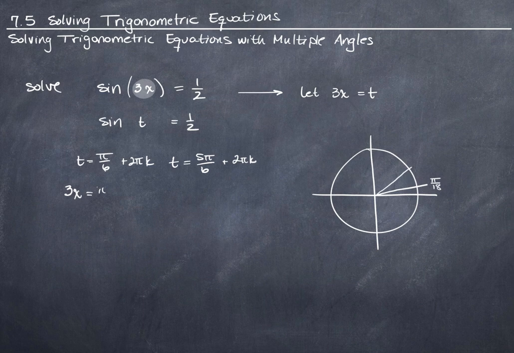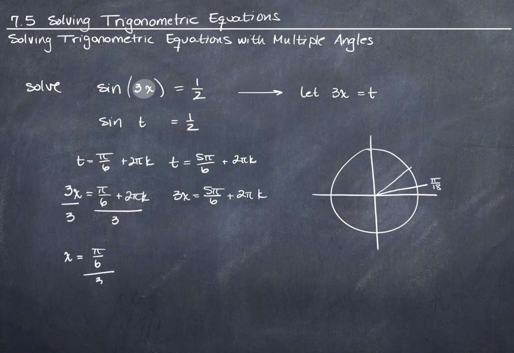3x equals pi over 6 plus 2 pi k. 3x equals 5 pi over 6 plus 2 pi k. When you solve an equation, or when you isolate the variable, you need to divide both sides by 3. And that's the equivalent of saying x equals pi over 6 divided by 3 plus 2 pi k divided by 3. We got pi over 18 for this part, but then I also have plus 2/3 pi k, or you could write that as 2 pi over 3 times k.